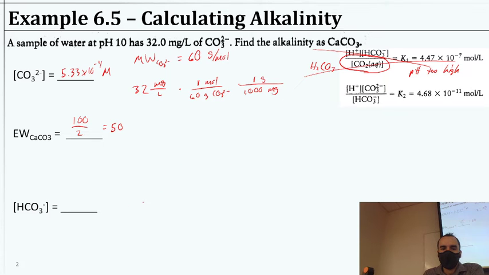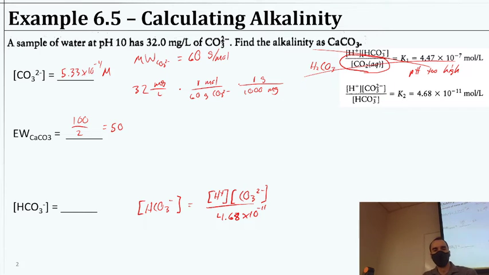So we can say HCO3 minus should be equal to the H plus times CO3 2 minus, which might be worth going ahead and solving for that in moles per liter, divided by that K2, which was 4.68 times 10 to the minus 11th. Okay, so we can do that, and that would give us our solution there. So I didn't write that one up yet.